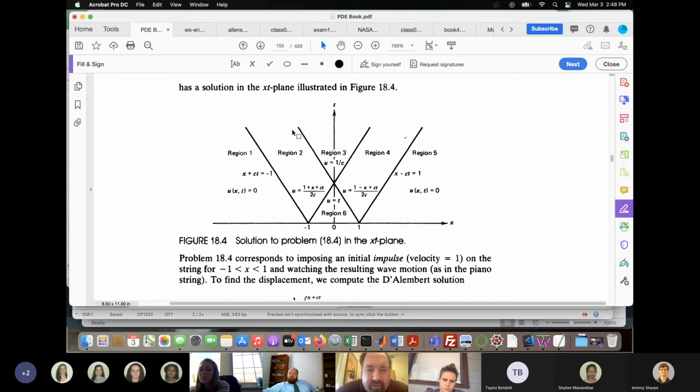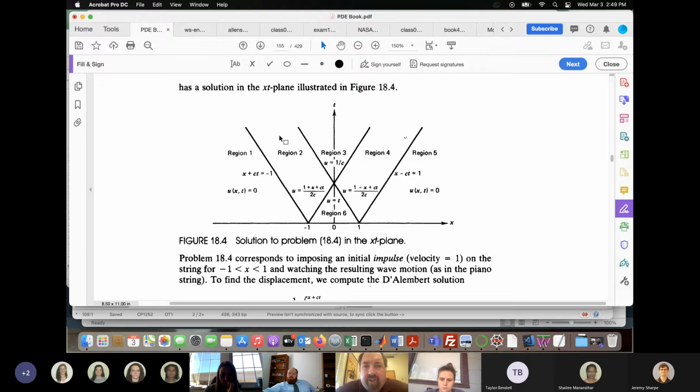So let's consider region 2, this band right here. What's happening in this case is your solution is an integral of g from x minus ct to x plus ct. But g is only non-zero from -1 to 1. So really what you're doing is comparing the interval x minus ct to x plus ct to the interval -1 to 1, and you have to find out where those intervals overlap.